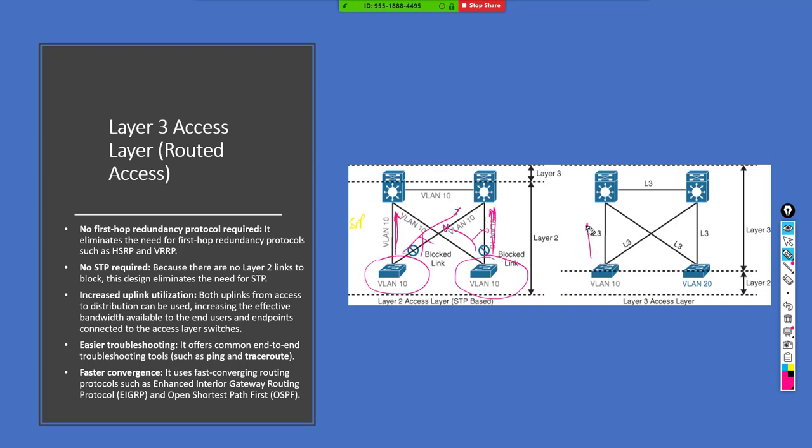But in this case, you have both the upstream forwarding. That is what this point says: increase uplink utilization and easier troubleshooting. Why easier troubleshooting? Because when you make use of ping and trace route, let me tell you, these are the network troubleshooting tools. I'll take a dedicated class for explaining the ping and trace route difference. Very important thing. Your whole network area is pinging and taking trace route.